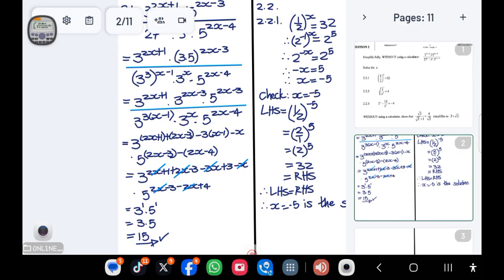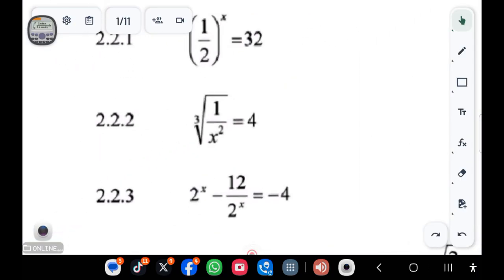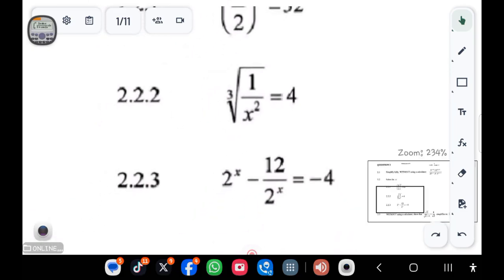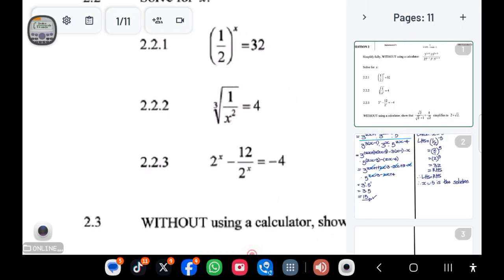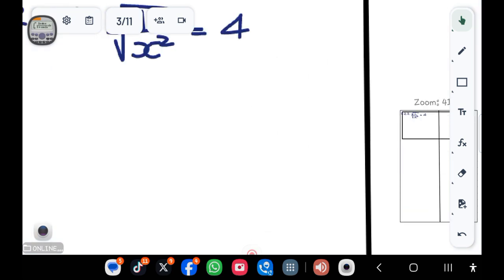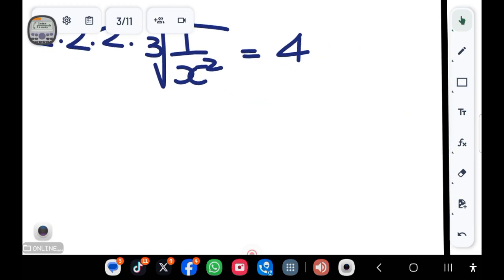Next question, let's go back to the main question. Okay, next question 2.2.2 is the cube root of 1 over x squared equals 4, and we are solving for x. How do we go about that? Easy peasy. So what you do is you first convert this from surd form to exponential form. How do we do that?